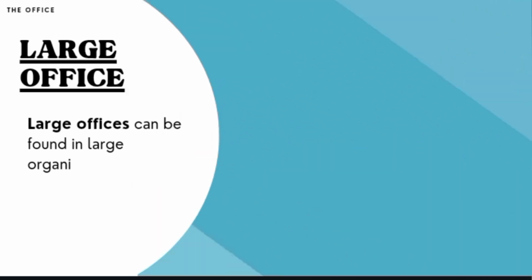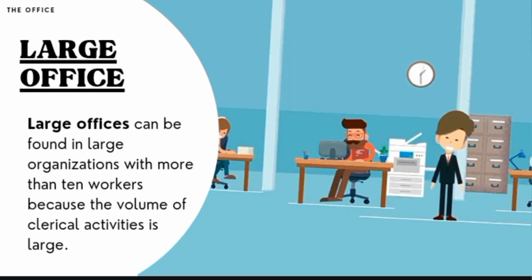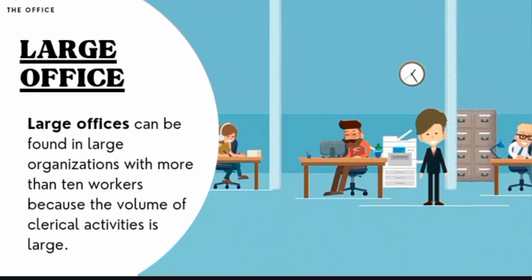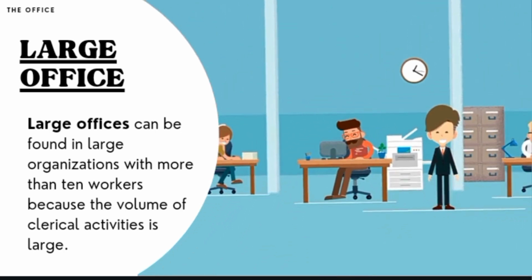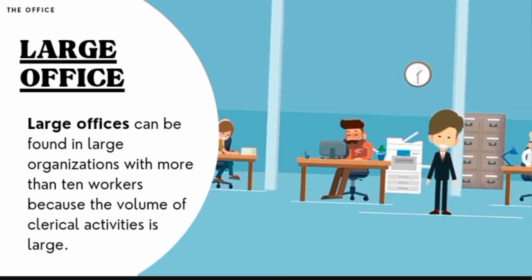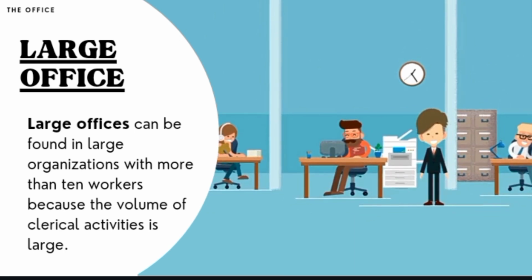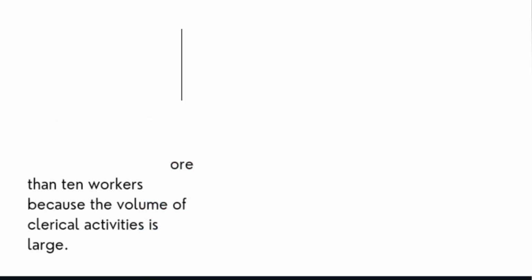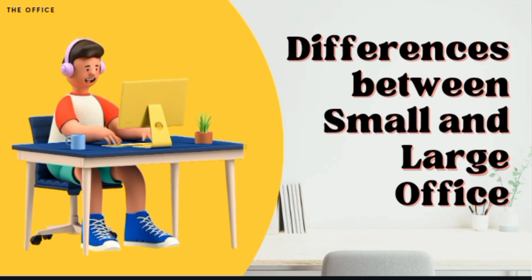while the large office, on the other hand, can be found in big organizations with more than 10 workers. An example of a large office is a bank. The large office is sometimes referred to as the open office. The large office is called large because the volume of clerical activities is large. Let's take a look at the differences between the small and the large office.